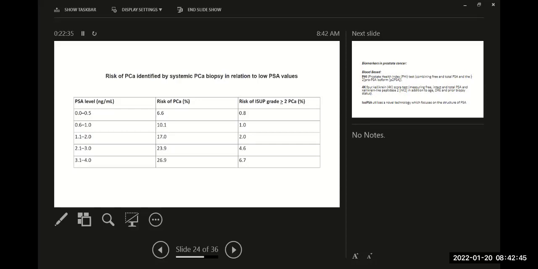Risk of prostate cancer identified by systematic prostate biopsy in relation to low PSA values. If a patient has a prostate specific antigen level of 0 to 0.5 nanogram per ml, he has a risk of 6.6% of being a patient of prostate cancer in future. If he has 0.6 to 1 nanogram per ml, he has a risk of 10.1%. If the PSA level is 1.1 to 2.0, the risk is 17%. If the PSA level is 2.1 to 3.0, the risk of prostate cancer is 23.9%. And if the PSA level is 3.1 to 4.0, the risk of prostate cancer increases to 26.9%.